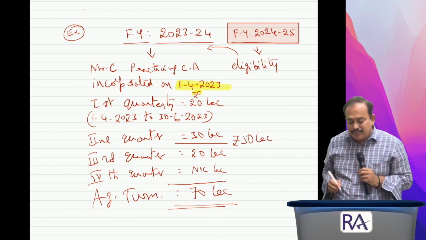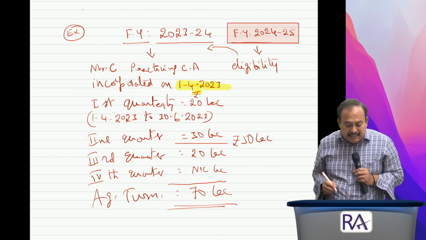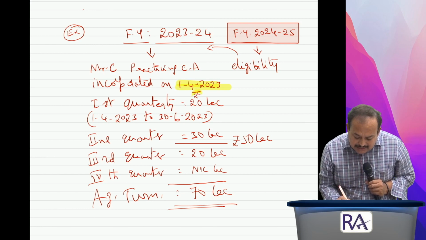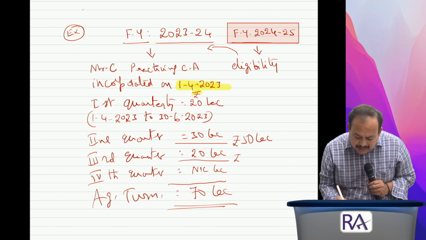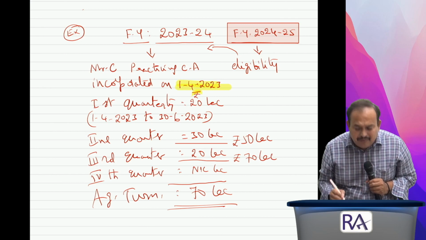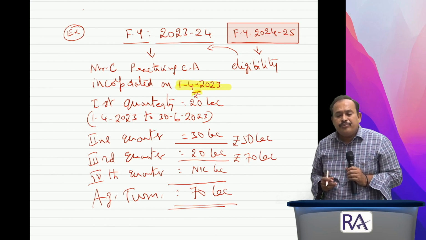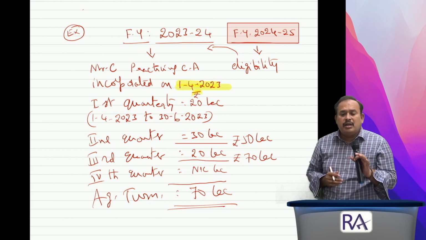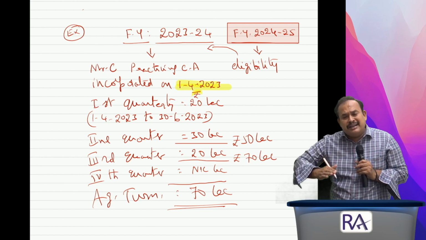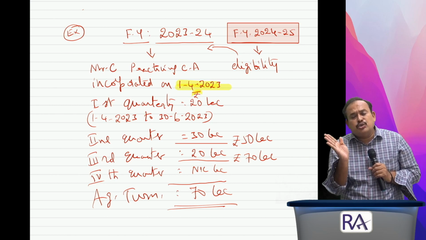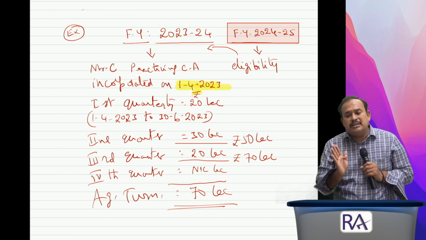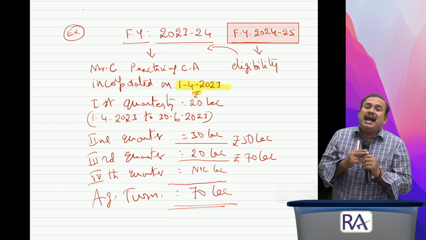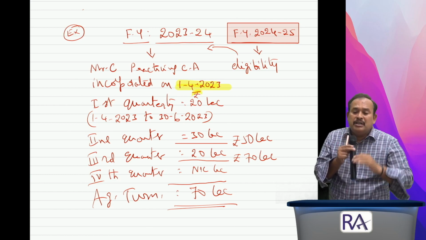Dear friends, in the third quarter what happened? I provided 20 lakhs turnover, resulting in it becoming 70 lakhs. Now, the total aggregate turnover is 70 lakhs in the year 2023-24. Now, when I enter the next year, 2024-25, am I eligible for the composition scheme?